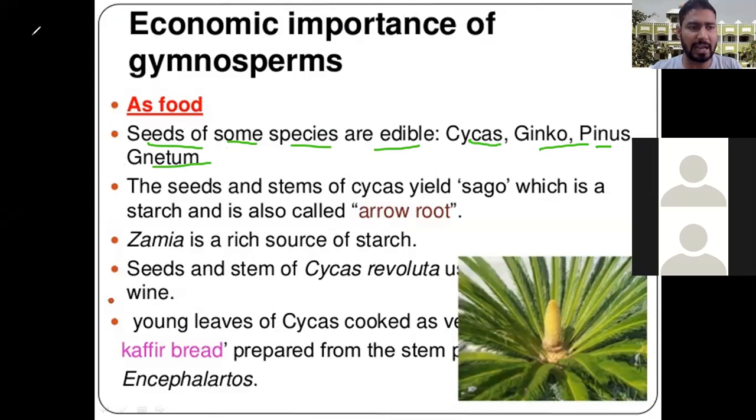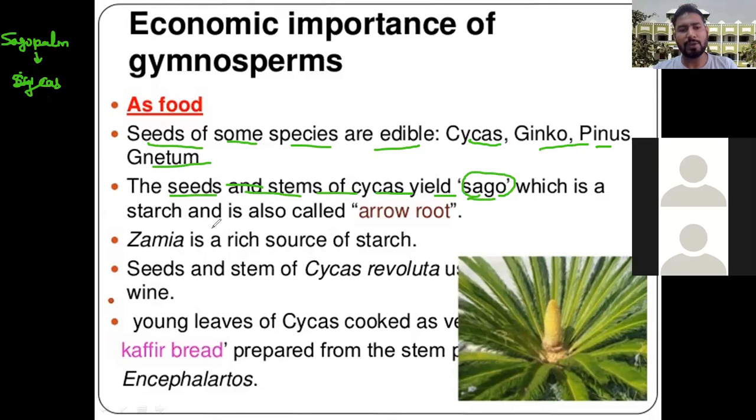You have to know sago palm. Have you heard the name sago palm? It is obtained from the Cycas. Sago palm is a type of food obtained from the Cycas. Clear? The seeds and stem of Cycas yield sago.